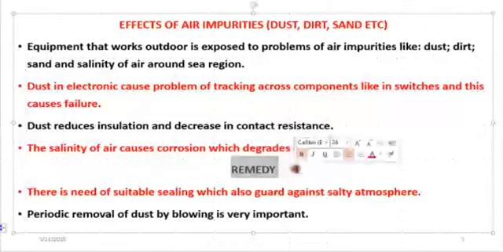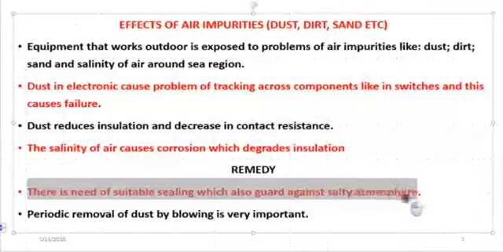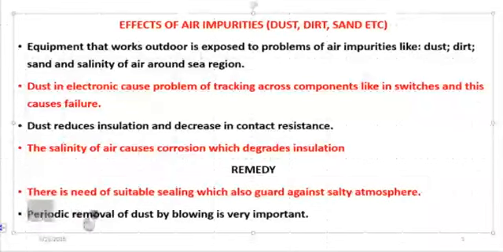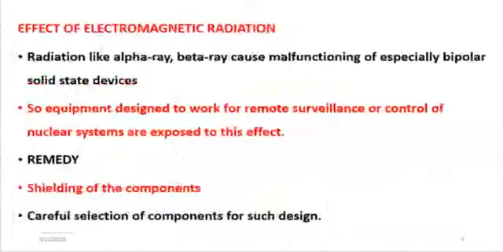So how do we remedy these problems? The first thing is there is need of suitable sealing to make sure that we do not allow the dirt, the dust, the sand or salinity to come in contact with electronic components. And if we do that sealing, it can also prevent them from being in contact with the salty atmosphere. And after this sealing, another way of remedying this problem is the periodic removal of the dust by blowing the components using blowers from time to time. That will reduce the risk of damage to the components.